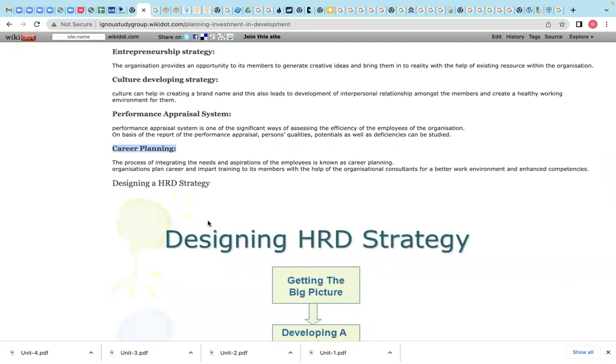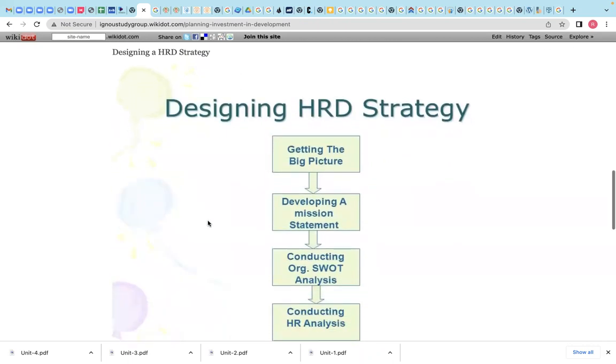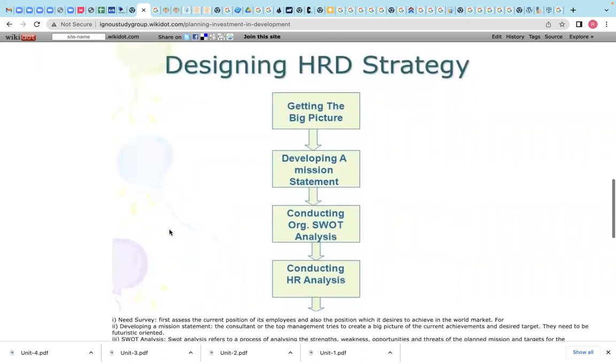Now we are going into the section on designing HR strategy. There are 5 steps in it. The diagram has only 4, but there is a 5th step, which is implementation. So there are 5 steps. First is need survey. You need to understand what exactly the need in the market is, and then based on that, you need to write a mission statement. What exactly is your mission?